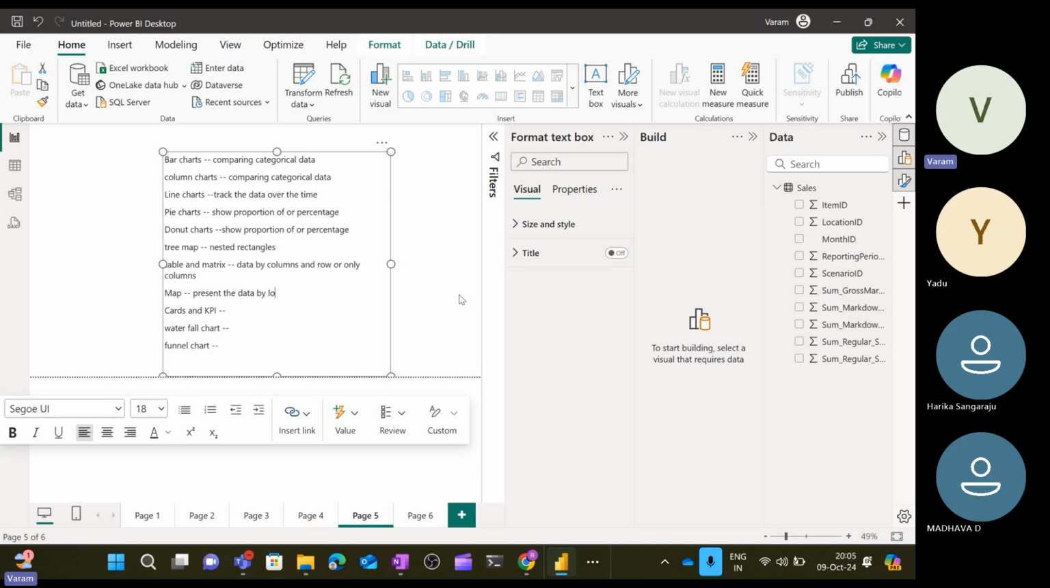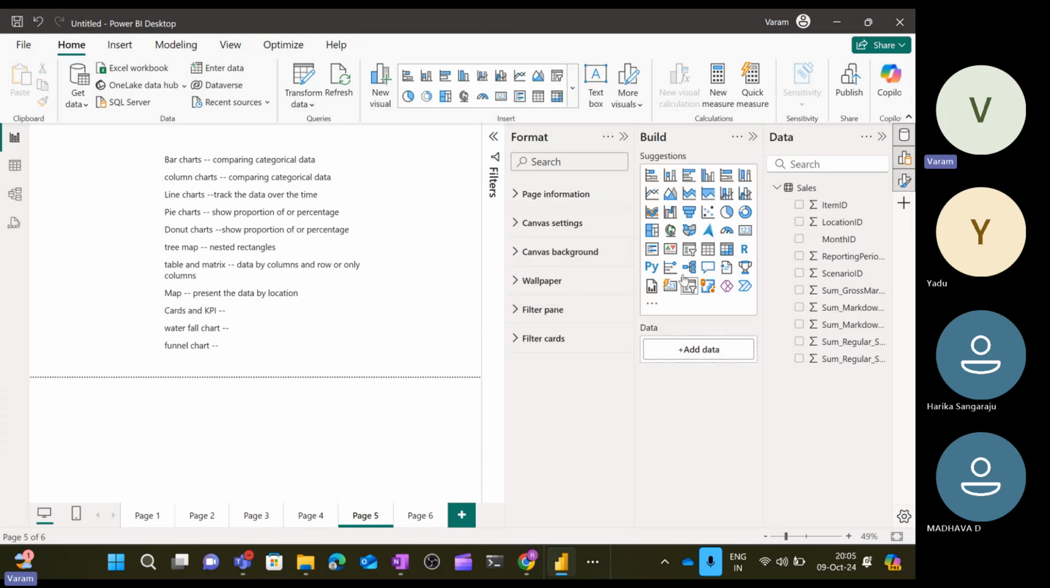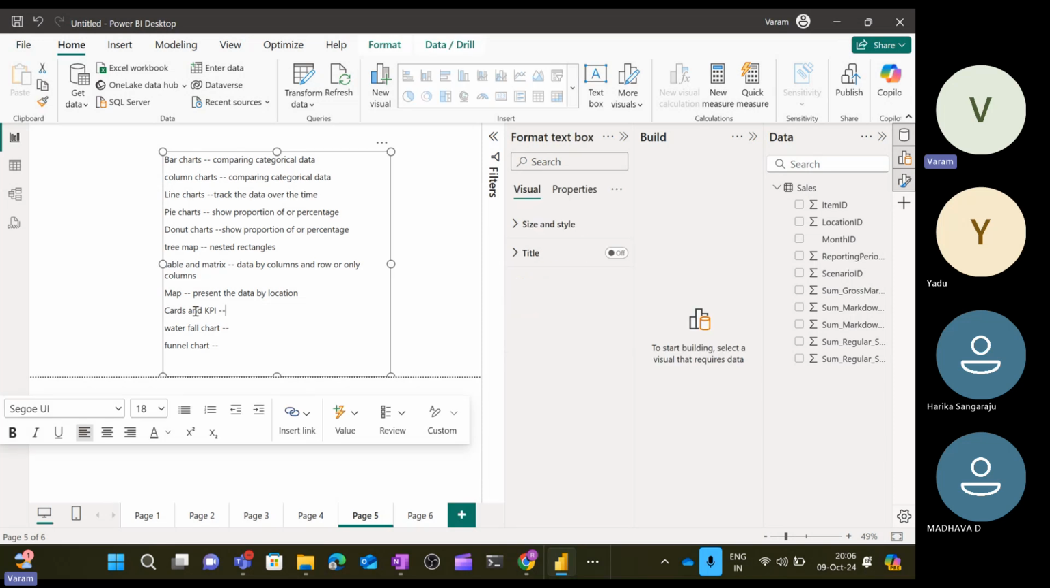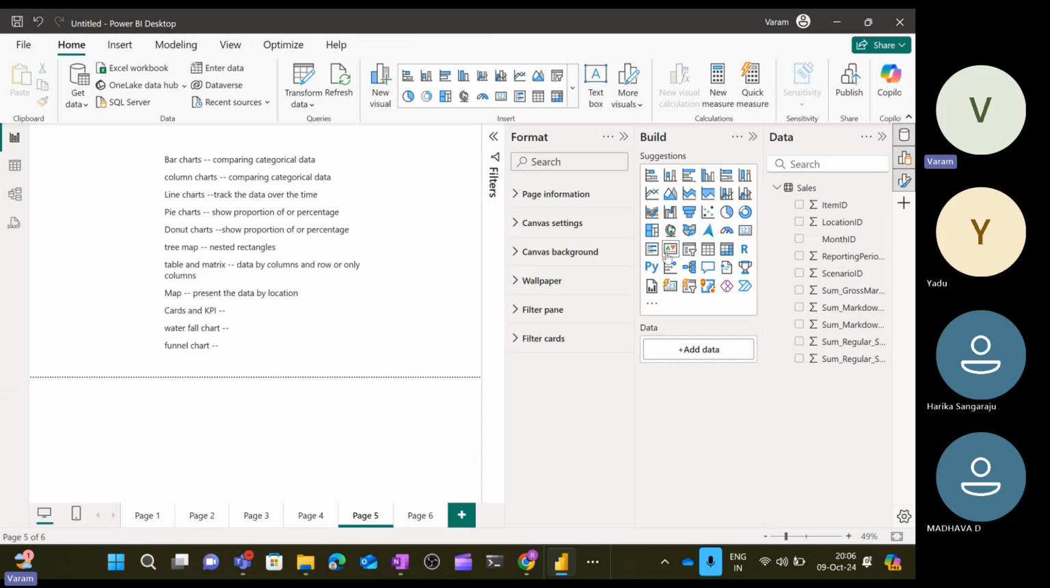That's the map visuals. They present the data by location. If you want to present the data by location, it will be a map. So if you can see, these are the maps you have. One is the overall global map and separately the US map. Okay, this is the filled US map, and this is the global map. Okay, next one is cards. The cards and KPI, two things you have. Cards is like, you can see this, 1, 2, 3 is my card.